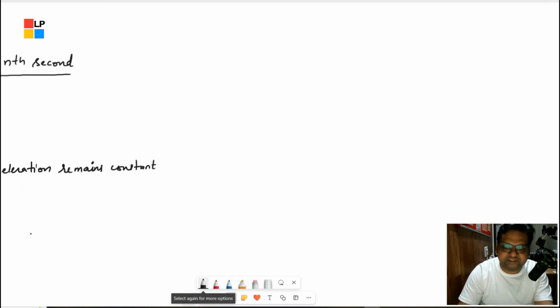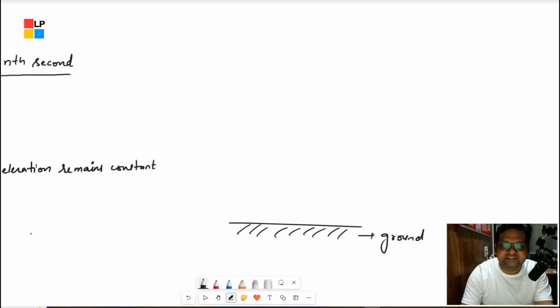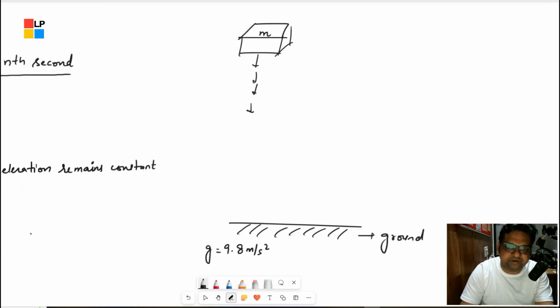What is happening actually? Suppose this is the ground, and above here there is some object, let's say a cubical object. A cubical object is falling here. It has a certain mass, let's say the mass is m, and the acceleration due to gravity, which is forcing this object to fall on the ground, is g, and that is 9.8 meter per second square. We know it. Because this is a natural phenomenon, the object has to fall.